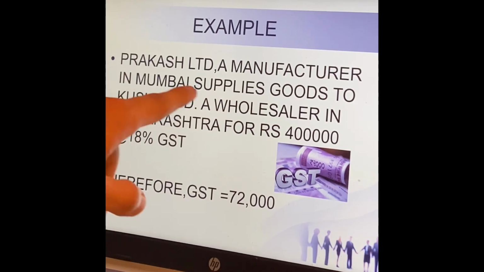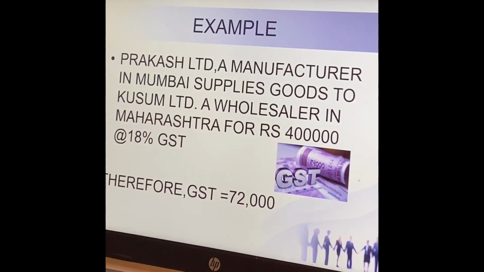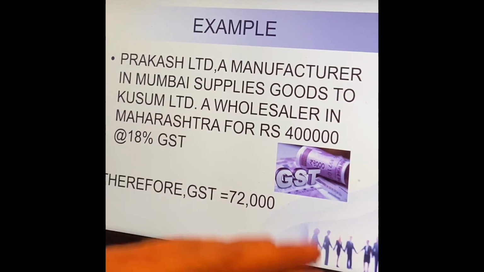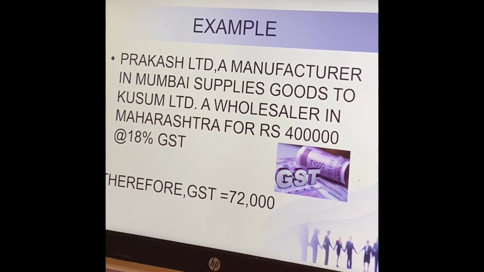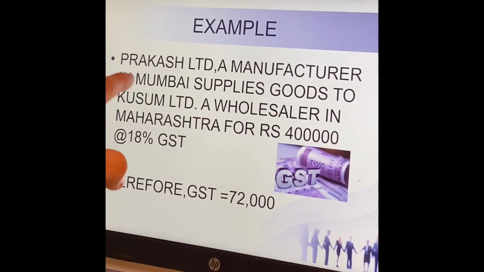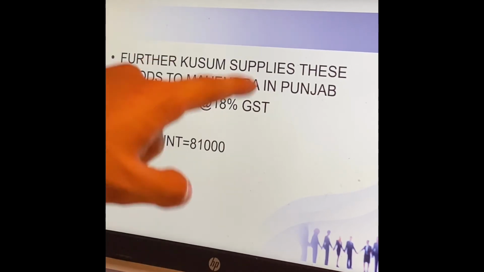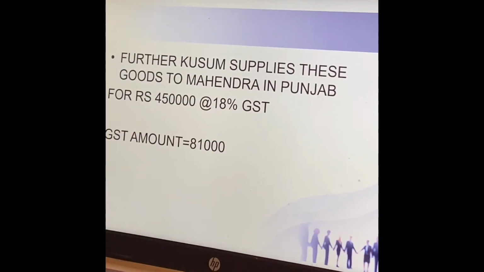So Prakash is selling goods to Kusum for rupees 4 lakh at 18% GST. So the total amount of GST would be 72,000. I'll show you the bifurcation of these 72,000 after a while. Now Kusum, who bought the goods from Prakash, is further selling these goods to Mahindra in Punjab. So he bought the goods from Mumbai and now he's selling in Punjab, which is a different state. So here we'll apply different logic.